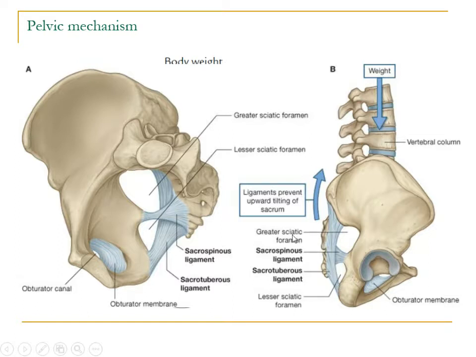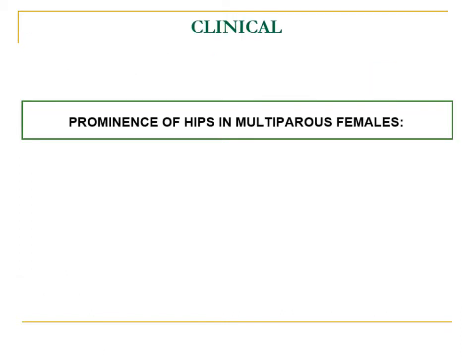And the anterior movement of this sacrum is prevented by the interosseous ligament, iliolumbar ligament, and the posterior sacroiliac ligament. So these three ligaments prevent the downward rotation of the anterior side of the sacrum, the sacral promontory moving downward. And this is all about the pelvic mechanism. Try to correlate this fact clinically.